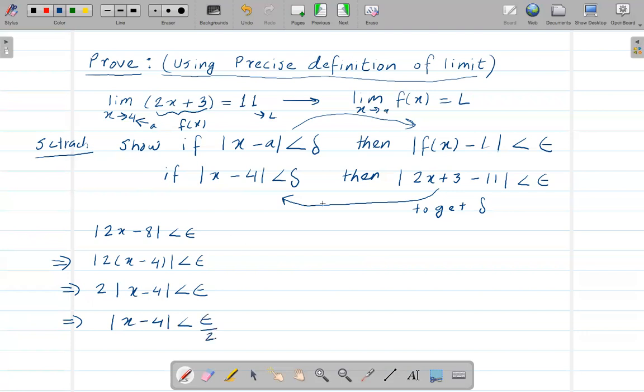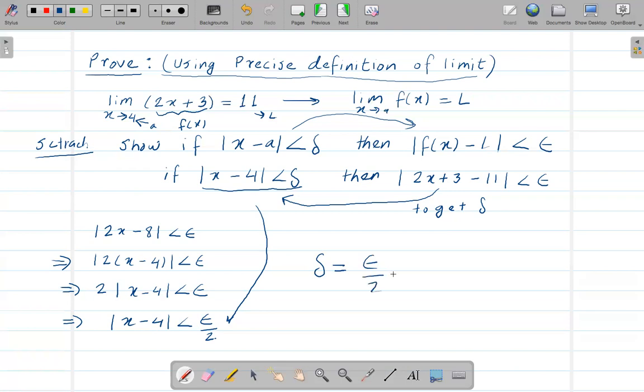All right, now I got this from this. When I compare these two, there is x minus 4, there is x minus 4, there is absolute value less than, here we have delta, here we have epsilon over 2. So what we can do here is assume delta as epsilon over 2.